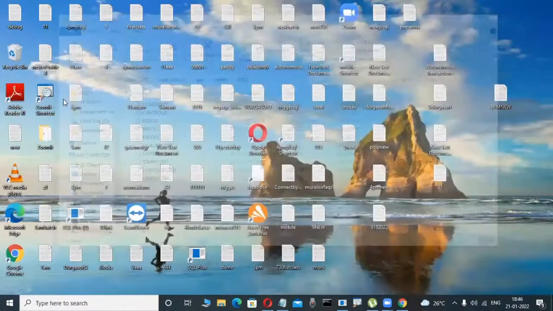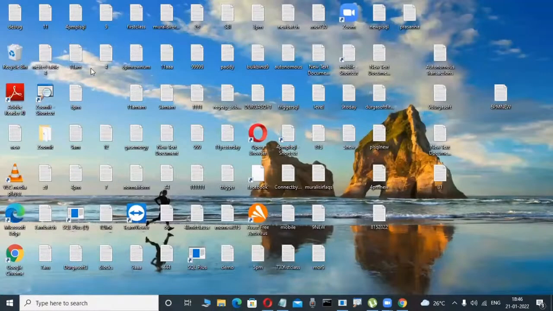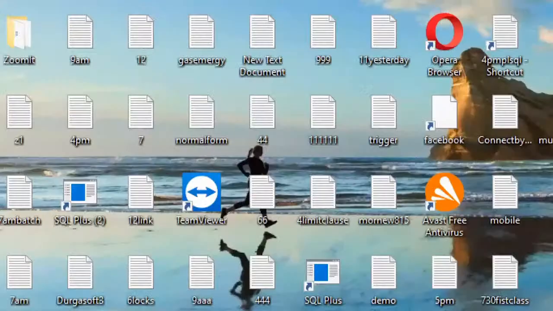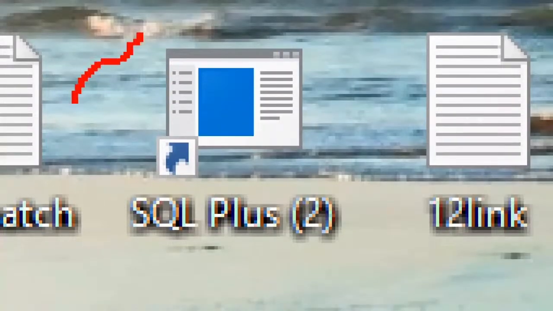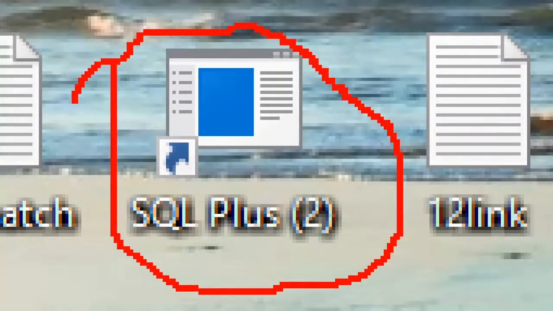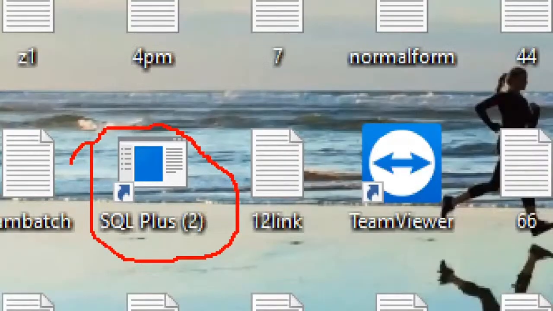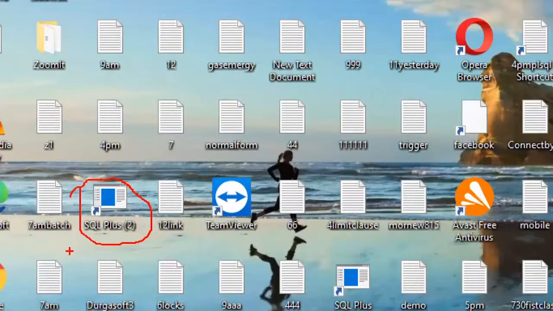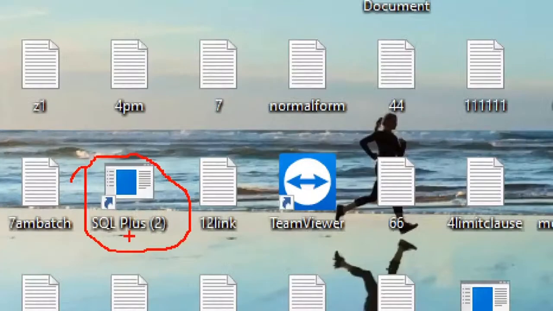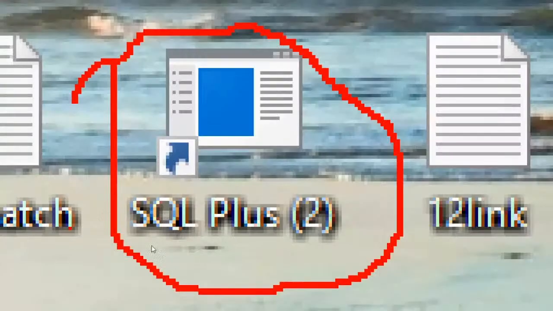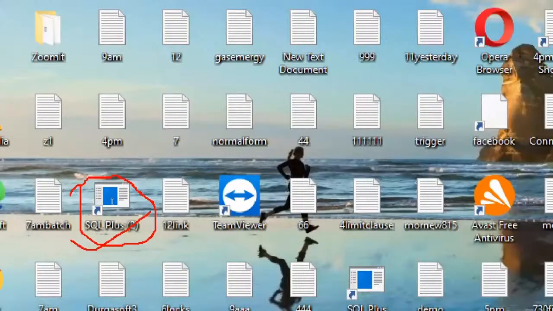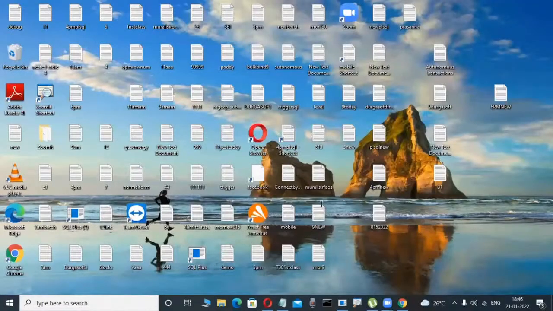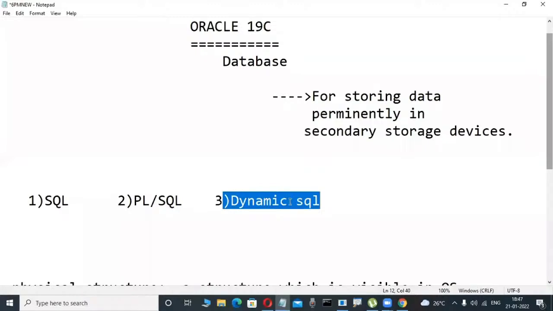Suppose on my screen, something is there. What is this one? I'm installing Oracle. SQL Plus is there. SQL is a language. PL/SQL is a language, some coding is there. Dynamic SQL is a language. Daily we are writing code.